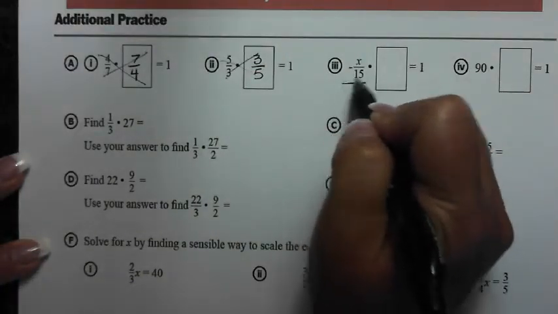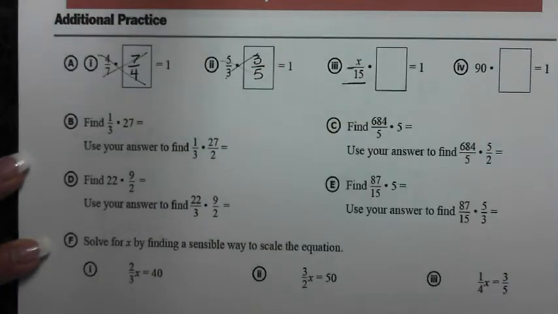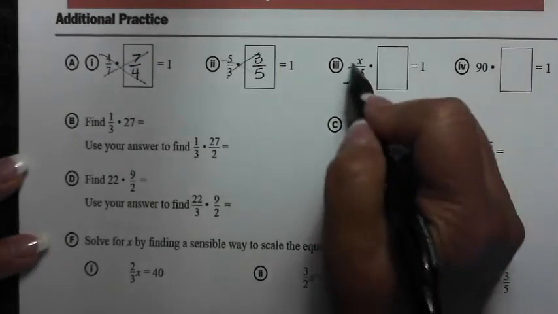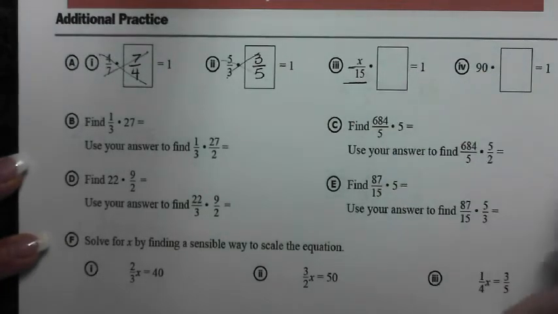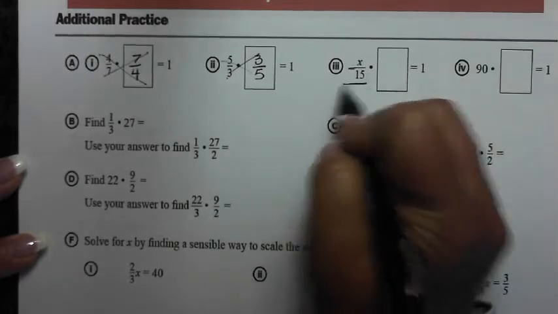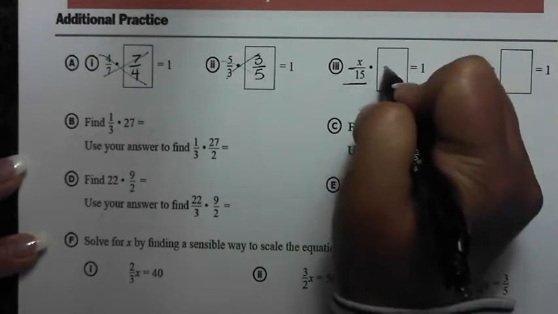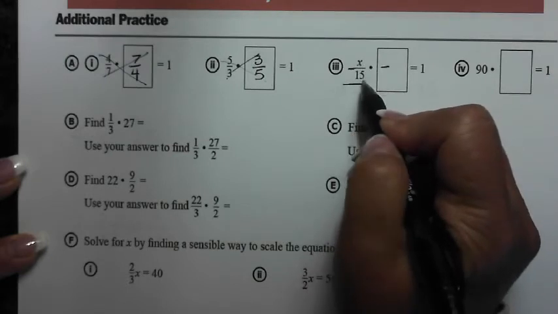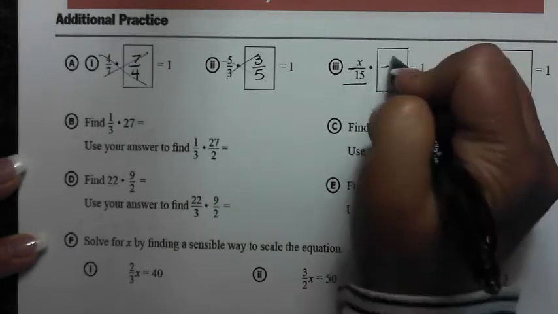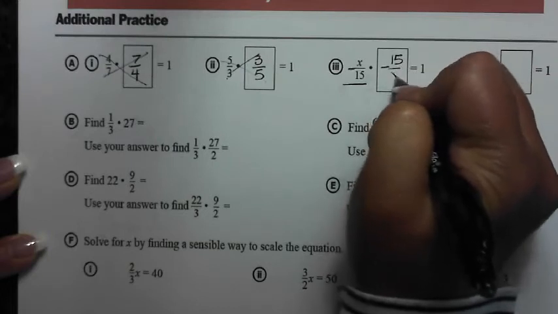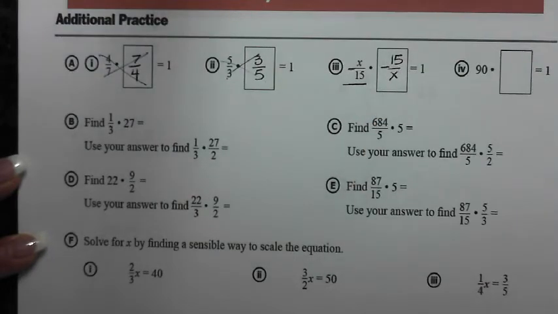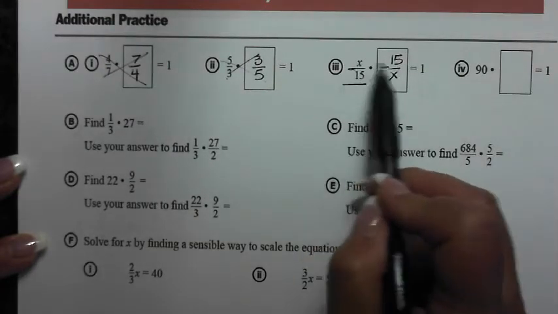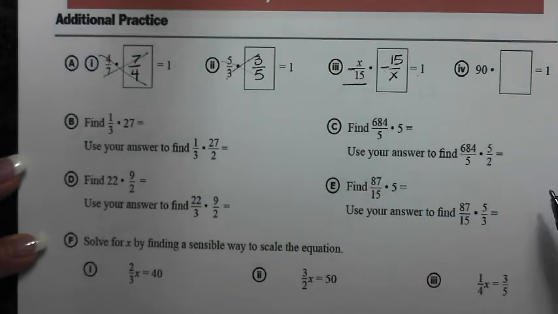Now, this one is a little tricky because there's a negative here, and you may not have caught the negative. We know that we have to have 2 negative numbers because 2 negative numbers make a positive. So your answer is going to be negative. But what is the reciprocal of x over 15? The reciprocal is going to be 15 over x. But it has to be negative because a negative times a negative equals a positive.